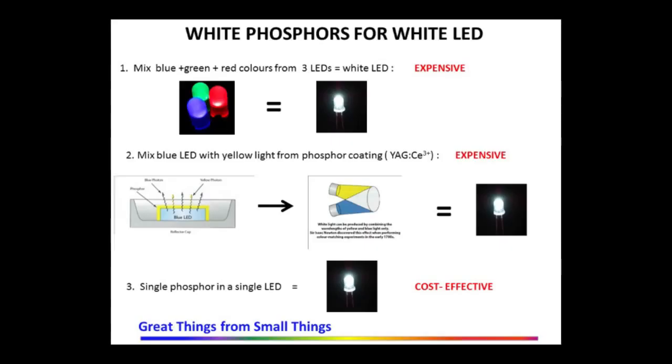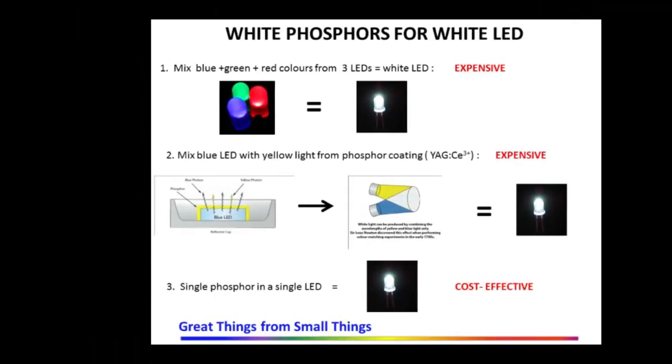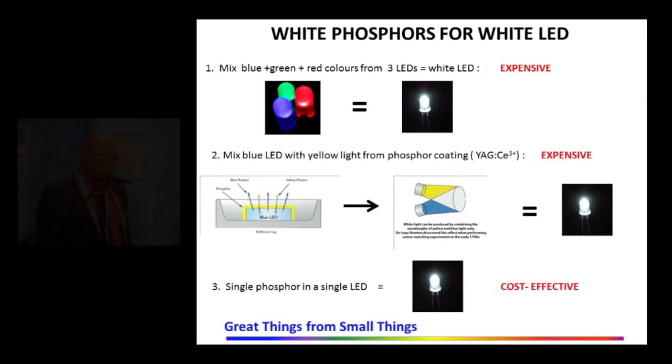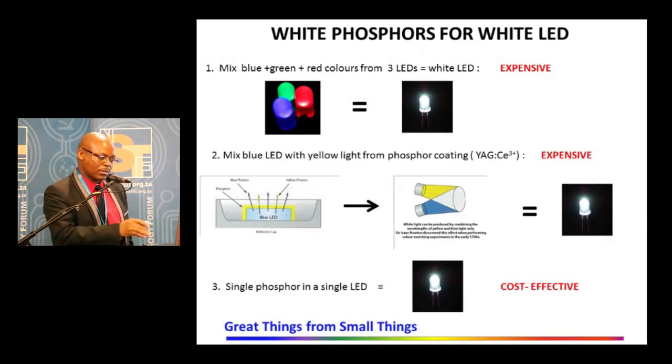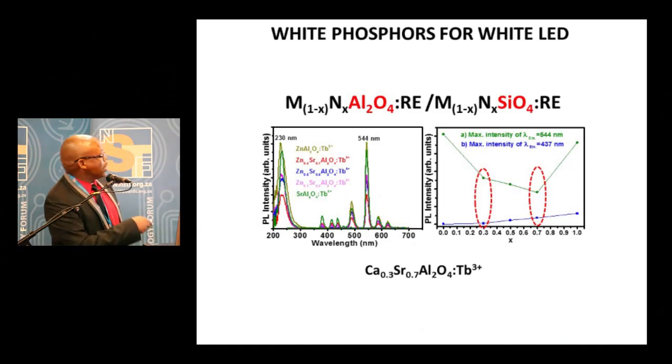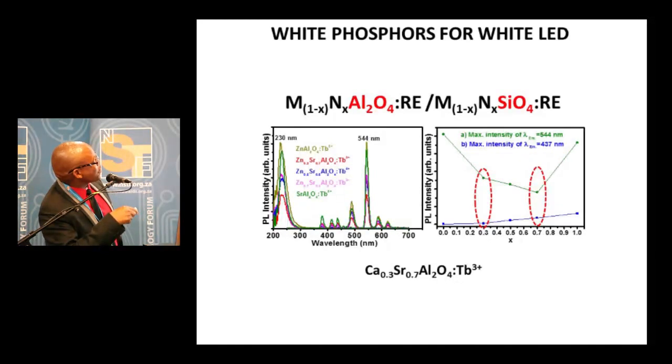But now what we are trying to do is to create a single phosphor where we can have only one LED, and then we have this phosphor which is emitting white light. So this will be cost effective. We want to get this cost effectively, but without compromising the efficiency. So I'm just showing you some examples of the phosphors that we have made.